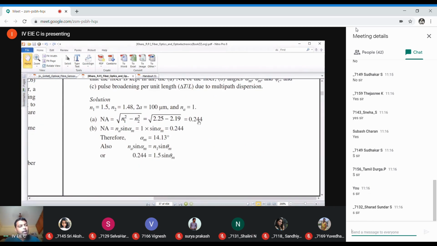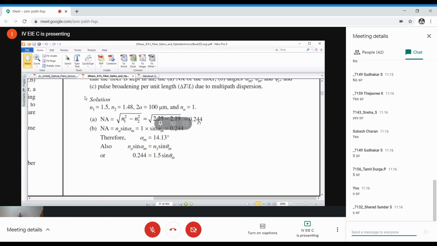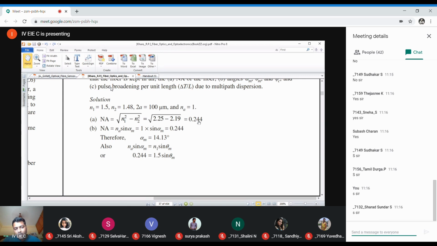And we know that numerical aperture is related with alpha m, that is the maximum acceptance angle. Correct? How? NA is equal to n0 times sine alpha m. We know that the refractive index of air is going to be 1, so n0 becomes 1 here. So follow this. I'm going to repeat it again. NA is equal to n0 times sine alpha m is another expression for numerical aperture, where n0 is 1 because it is the refractive index of air. So sine alpha m is going to be present.